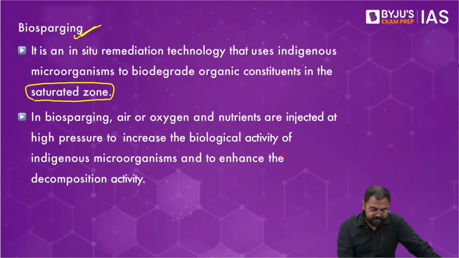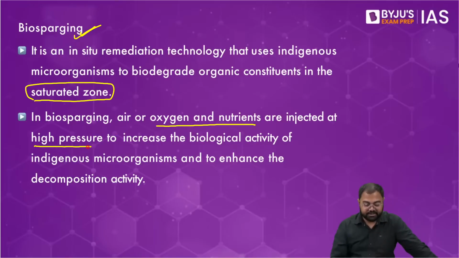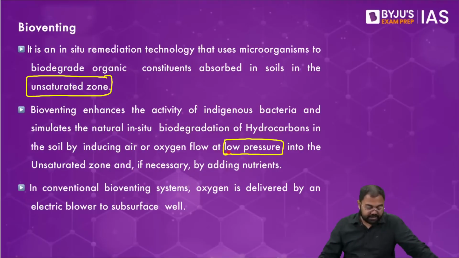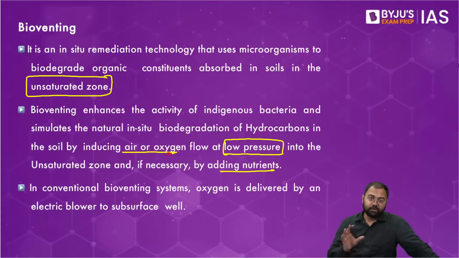So as you can see, in biosparging, oxygen and nutrients are injected at high pressure to increase the biological activity of the indigenous microorganisms. Whereas in case of bioventing, we will be introducing the nutrients and oxygen at low pressure. So that's the basic difference, that the addition of the nutrients or air and oxygen will be done at low pressure in case of bioventing. So I hope this is clear.